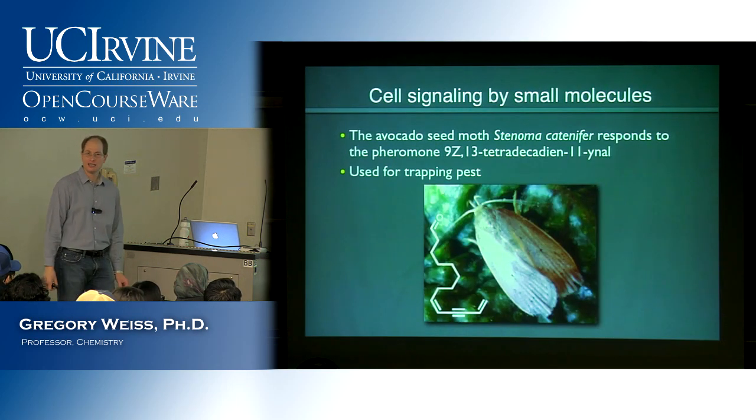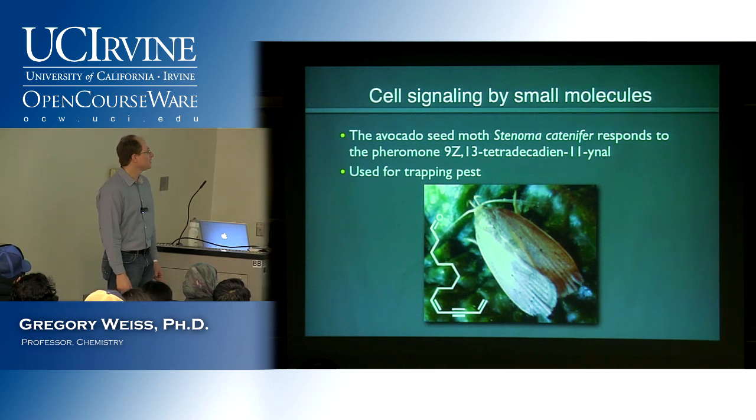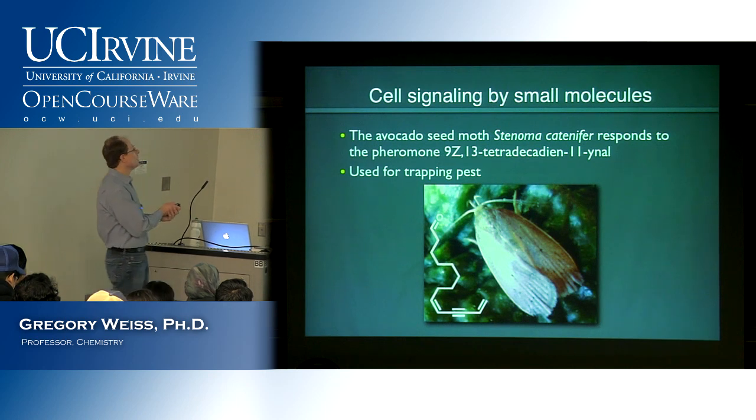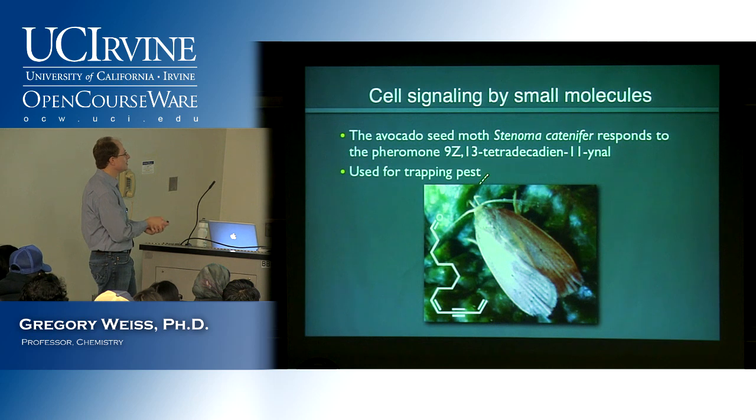In addition to humans wanting to spread these things, small molecules are used by other animals to signal each other. So, for example, the avocado seed moth, shown here, responds to this pheromone, this compound over here. And this is actually a powerful way that we can use to trap the pest, to attract it. This is a pheromone that it uses to attract its mates.